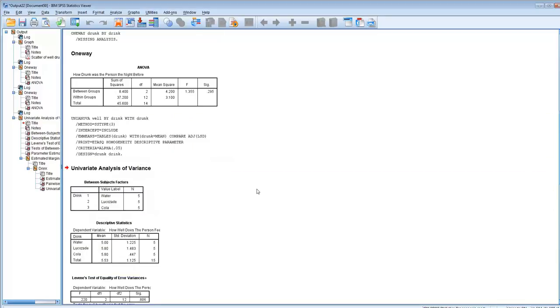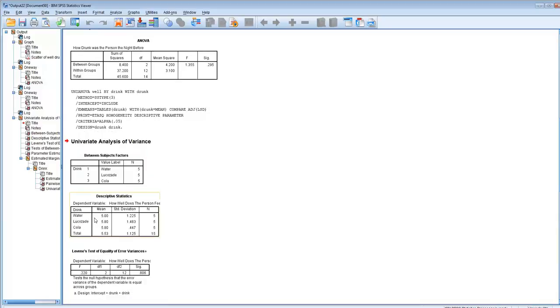And in the case of the univariate analysis, or the ANCOVA in this case, because we've entered a covariate, this is the output. We have 5 participants that drink water, 5 that drink Lucozade, and 5 that drink cola. These are simply the between-subject factors, or the participants for each one of the groups.